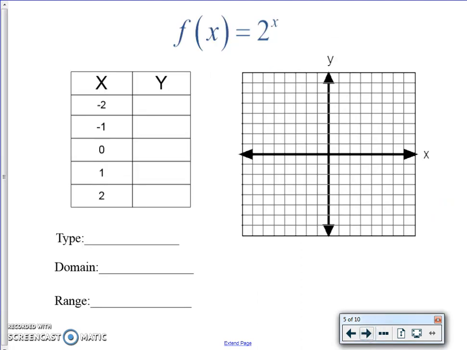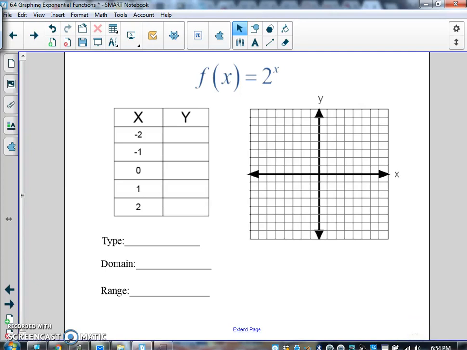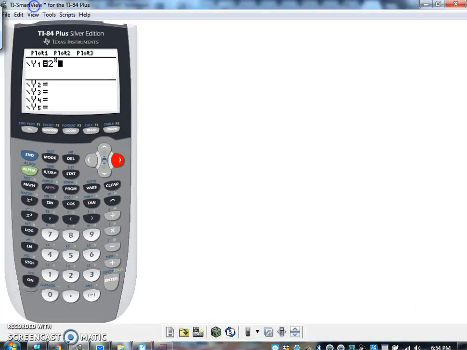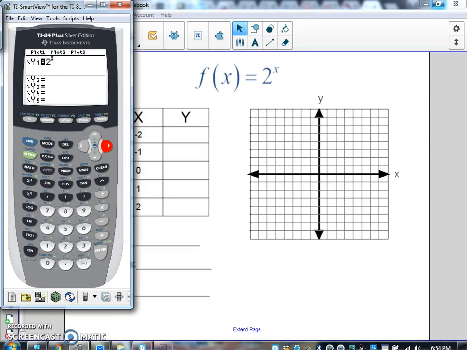So let's go ahead and graph our function. F of x is equal to 2 to the power of x. And to do that, we're going to use our graphing calculator. So we're going to bring that up. Clear any functions you have in it. And you're going to type 2 to the power of x. Now we're given and asked for a table here. And one of the things we can do is go directly to the table by going to second graph.